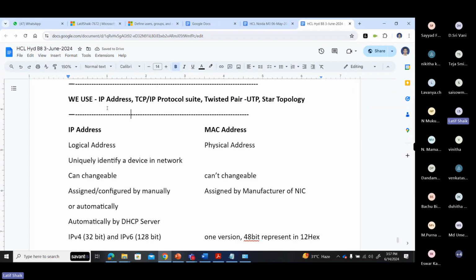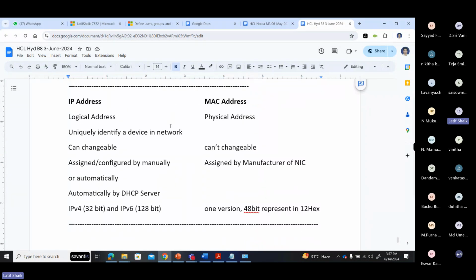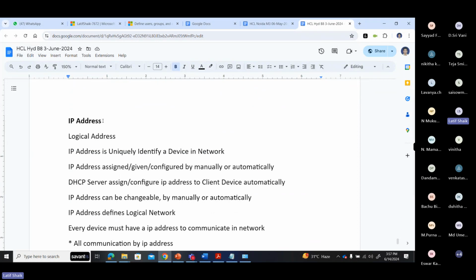You always have to remember that we use IP address for all communications, mainly IPv4. We have a protocol suite called the TCP/IP protocol suite, and we are connected in star topology, not mesh, bus or ring topology. We use UTP cables, twisted pair cables. That's why I highlighted it. We'll come back again.